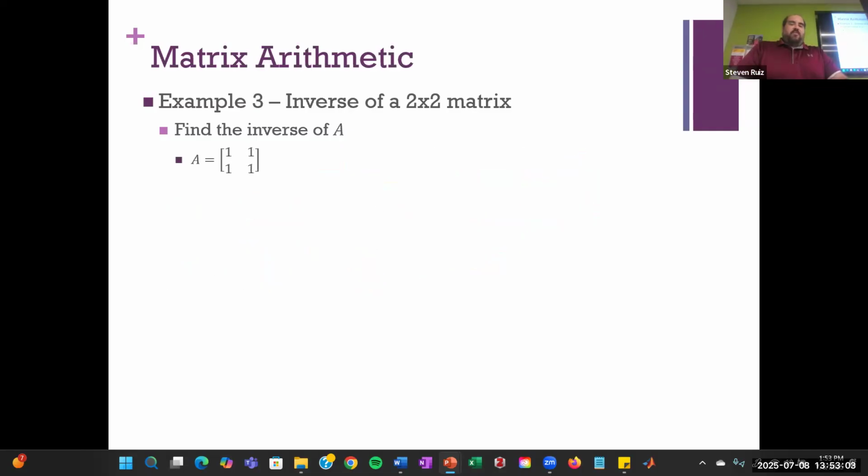How about this one? What's the inverse of this matrix? So the determinant of A is what? 0. So what does that mean? No inverse exists for this matrix. So we're done. That determinant tells you a lot of things. The biggest thing we're going to be interested in right now is that it'll tell you if your inverse actually exists.